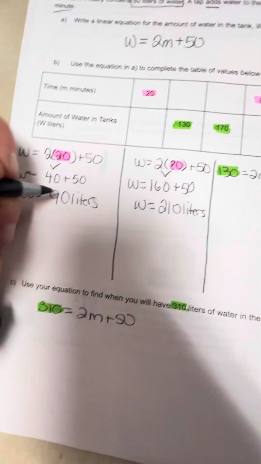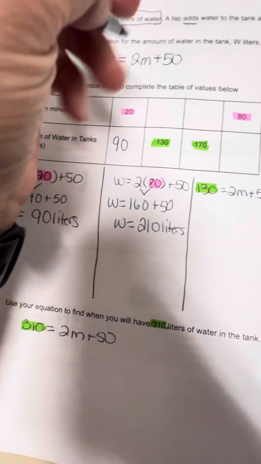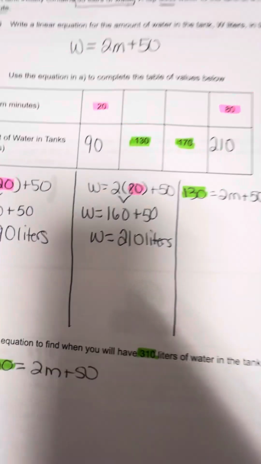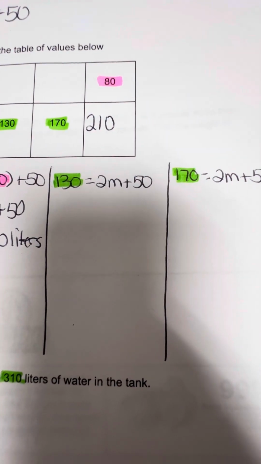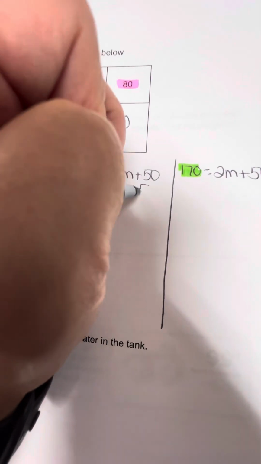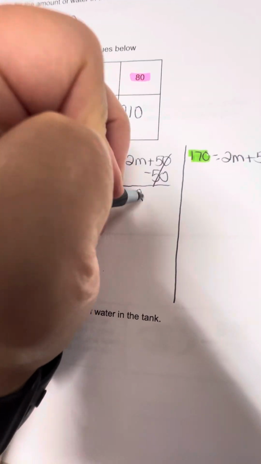So now I'm going to go ahead and where the 20 is, we're going to fill in the numbers. So this was 90. And then here we had 80 minutes that took 210 liters in that particular problem. Now we're going to go over here to this side where we're going to actually solve by subtracting the 50 that we already currently have in the tank. And we're going to find out how much we have after we do that.